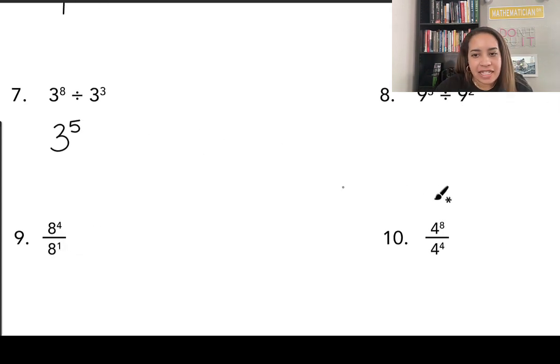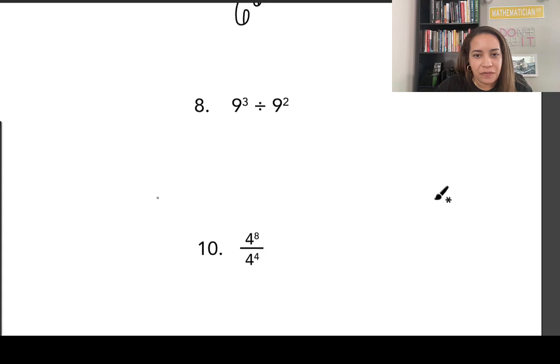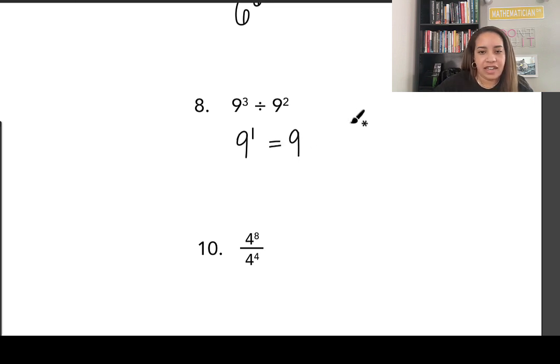Number 8 is division as well. Every time we see division, we keep the base the same and we subtract the exponents. 3 minus 2 is 1. We talked about how 1s are usually invisible in algebra, so we can leave our final answer as just 9.